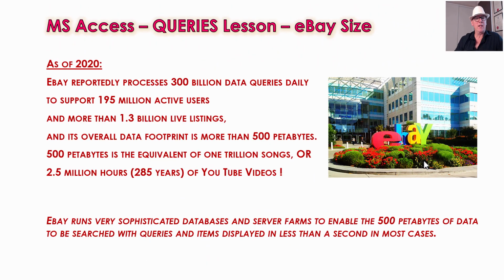Now, as of 2020 this year, eBay processes 300 billion data queries a day with people searching for things. They've got 195 million active users, 1.3 billion live listings. Now that takes up about 500 petabytes of space, which is 2.5 million hours or 285 years of watching YouTube videos. All right, so eBay runs very sophisticated databases and server farms to enable that 500 petabytes of data obviously to be searched and for your results to come so quickly onto the screen.